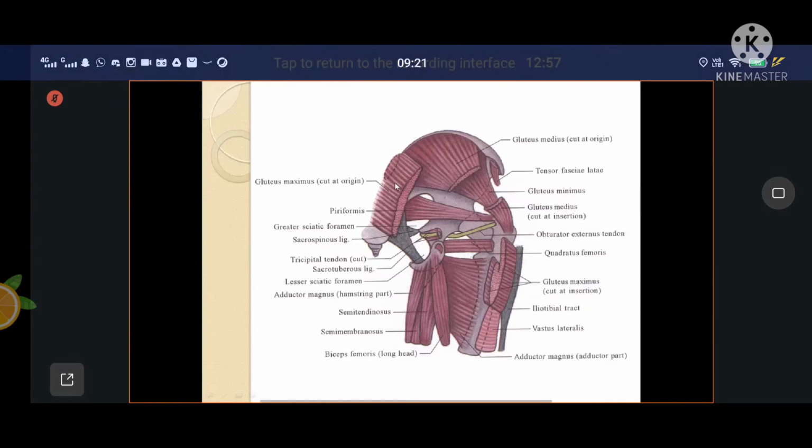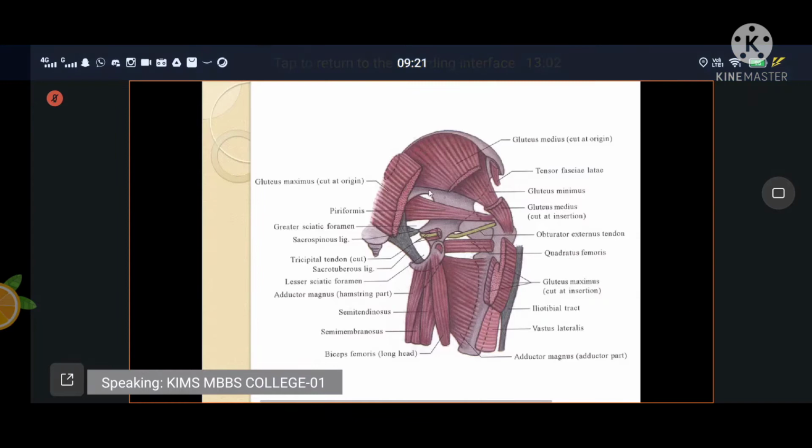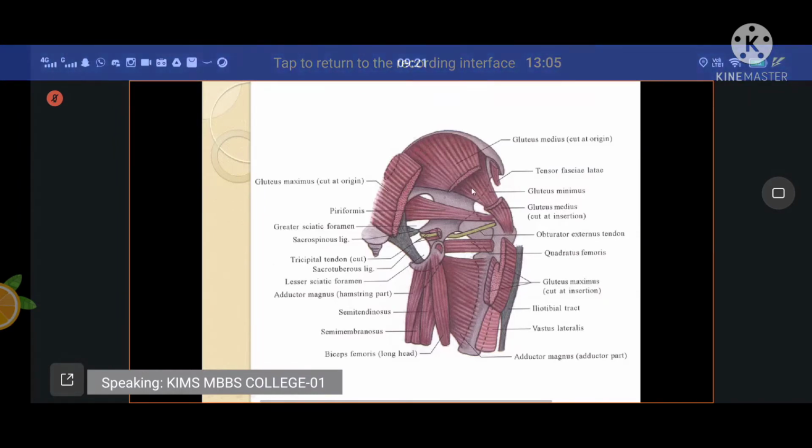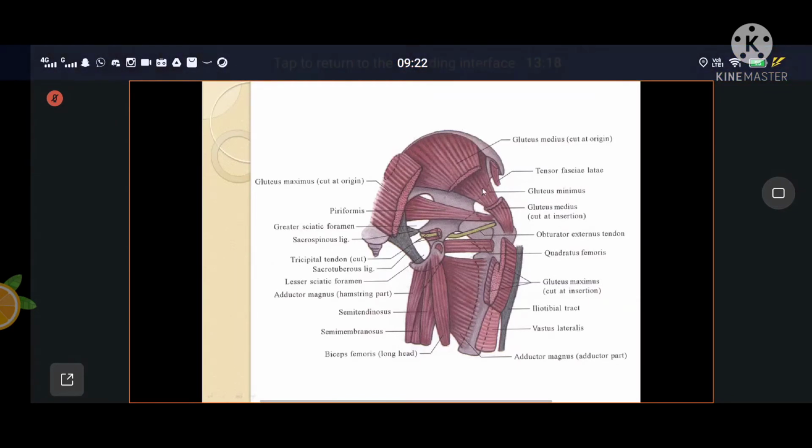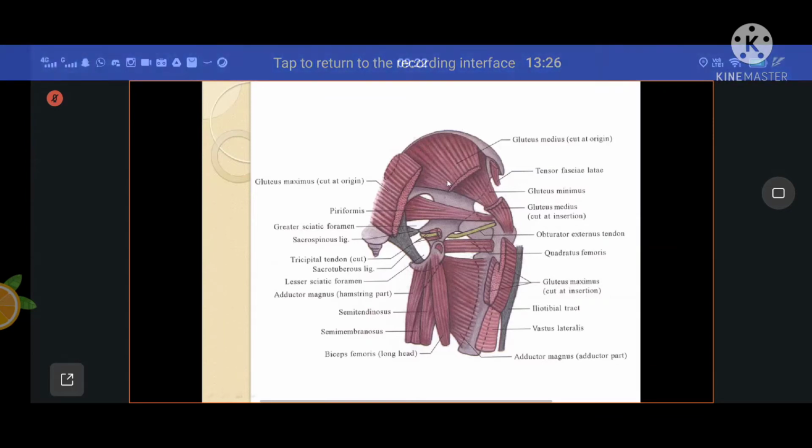The gluteus maximus is supplied by the inferior gluteal nerve, and the gluteus medius and minimus are supplied by the superior gluteal nerve, right? And what else? The gluteus maximus is a lateral rotator of the hip joint, whereas gluteus medius and minimus are the medial rotators of the hip joint, right? And moreover, all these three muscles help in abduction of the hip joint, right? So this is all about the gluteus maximus, gluteus medius, and gluteus minimus.